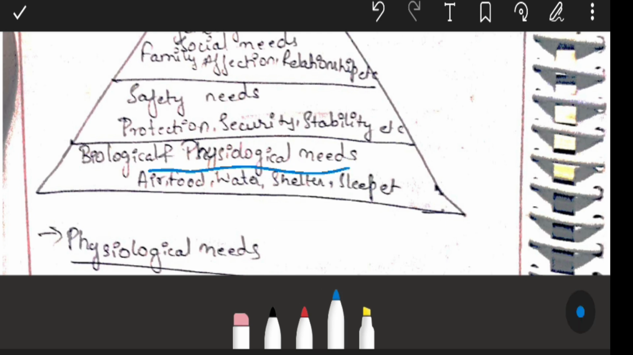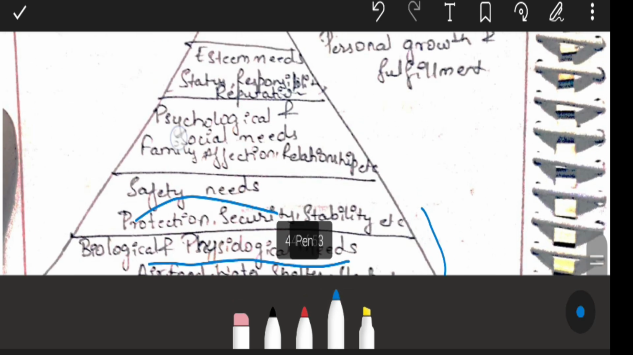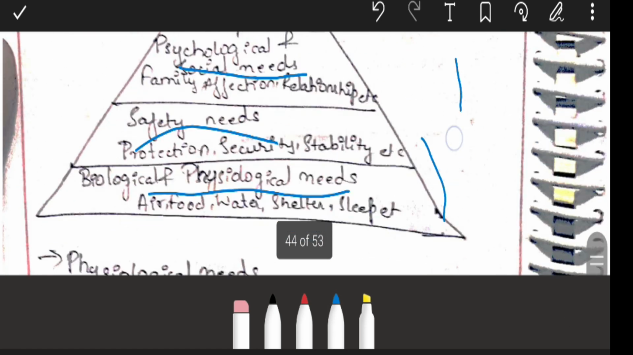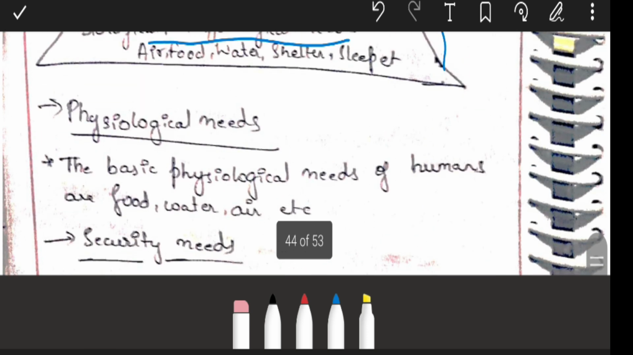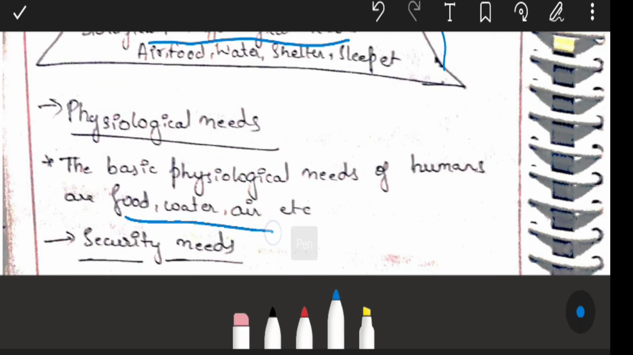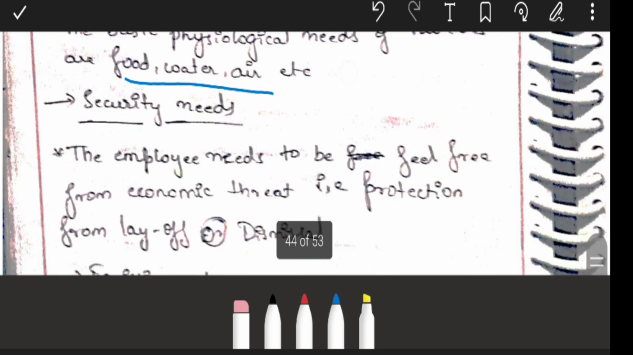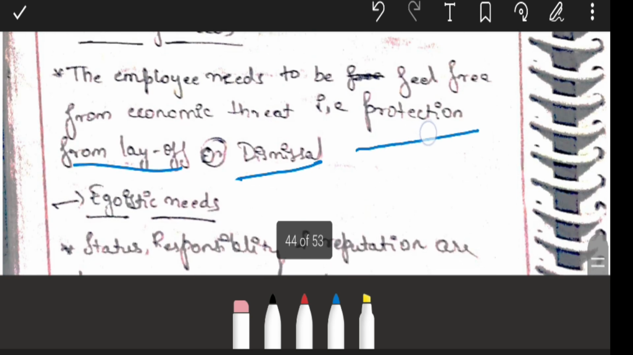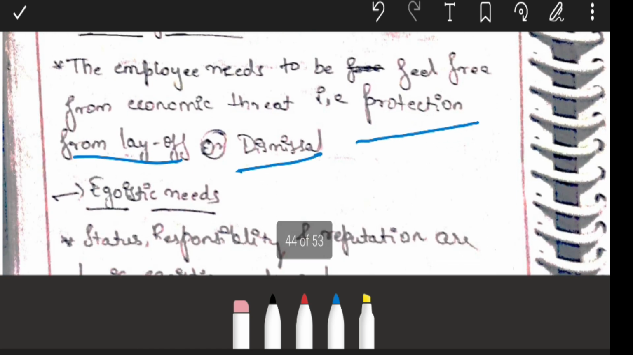This is Maslow's theory of motivation. This is physiological need, safety need, social need, esteem need, self-actualization. Okay, so physiological needs are food, water, shelter, etc. Security needs are protection from layoff, dismissal. Layoff means suspension from the company or removing from the company. Dismissal is also removing from the company.